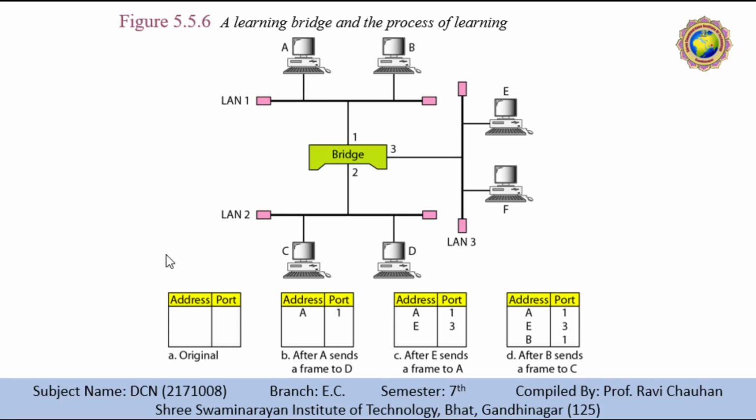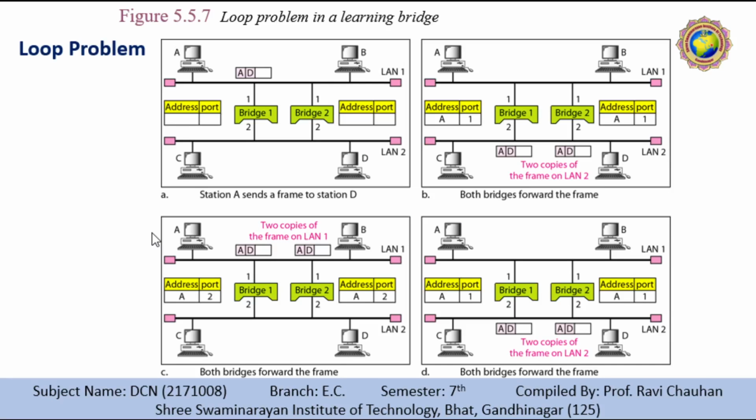In our previous discussion we discussed the loop problem. So what is the loop problem? Let's define it. A transparent bridge works fine as long as there are no redundant bridges in the system. A system administrator, however, likes to have redundant bridges, more than one bridge between a pair of LANs, to make the system more reliable. If a bridge fails, another bridge takes over until the failed one is repaired or replaced.